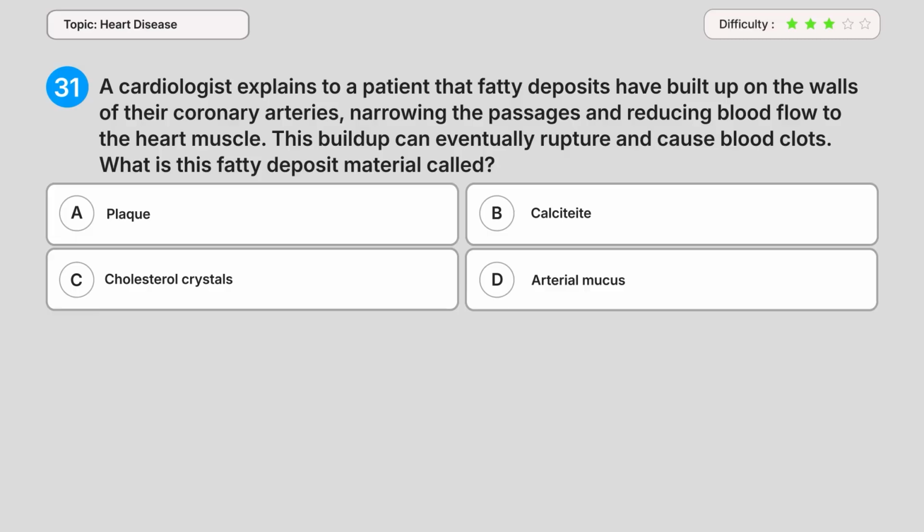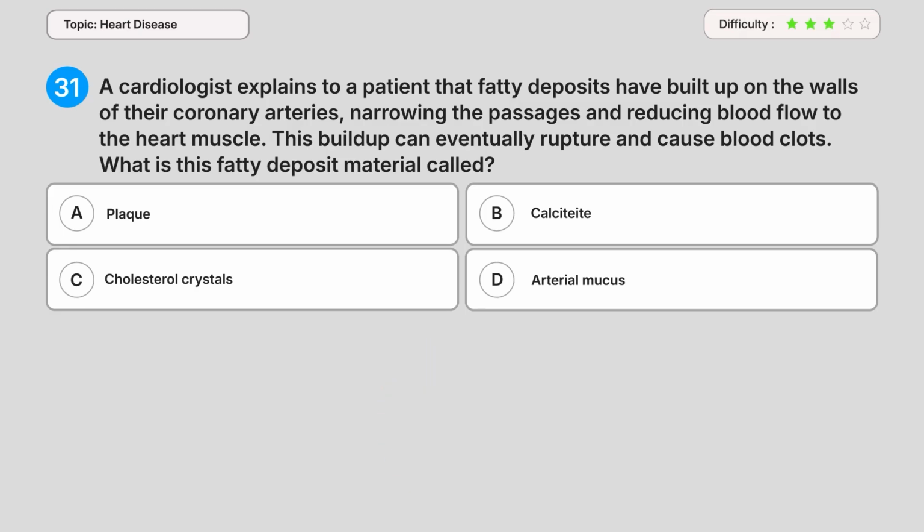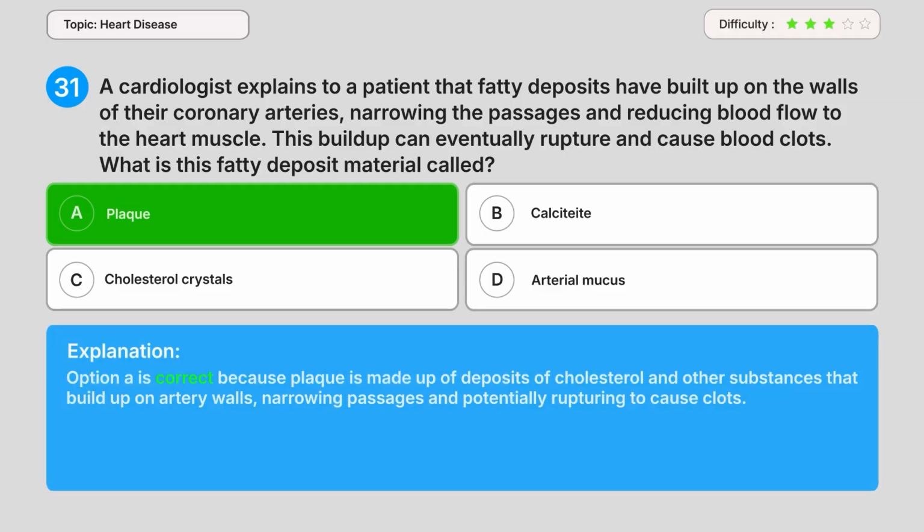A. Plaque. B. Calcitite. C. Cholesterol crystals. D. Arterial mucus. Do you know the answer? Correct answer, A. Plaque. Explanation. Option A is correct because plaque is made up of deposits of cholesterol and other substances that build up on artery walls, narrowing passages and potentially rupturing to cause clots.